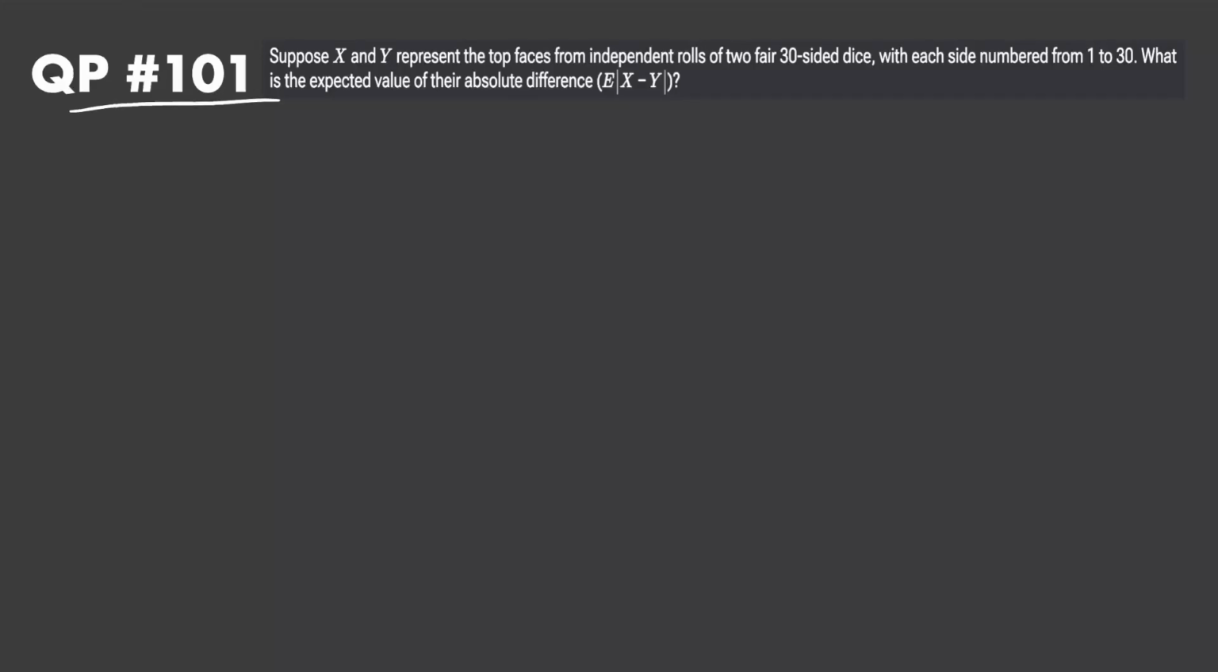Hello everyone, today let's take a look at QP 101 in which we've rolled two fair 30-sided dice and we're looking at the top faces of them. These rolls are independent and each side is numbered from 1 to 30. So what is the expected value of their absolute difference?